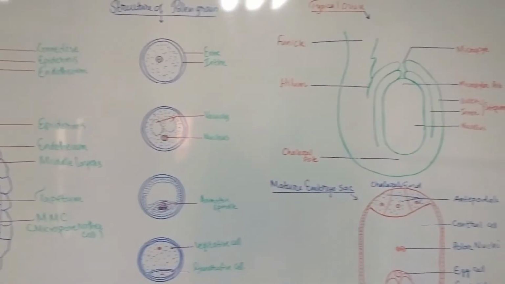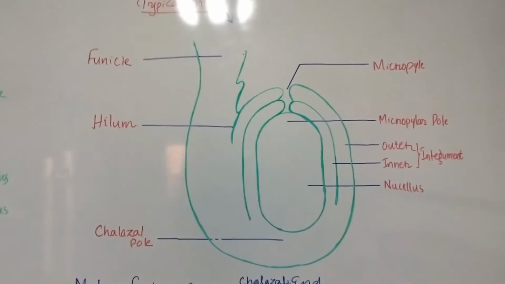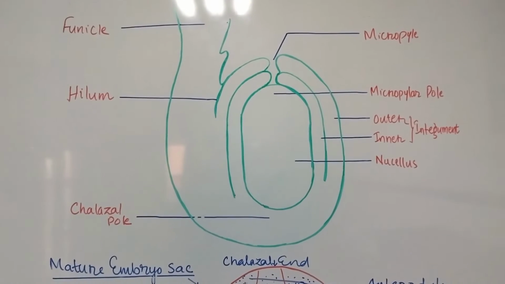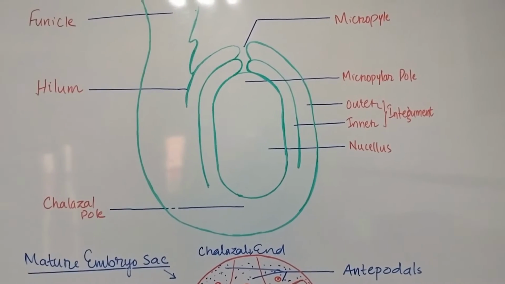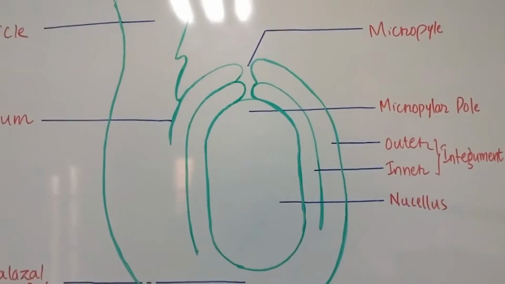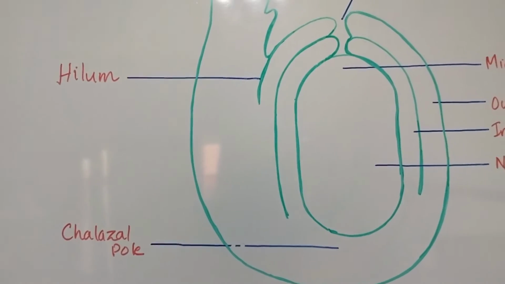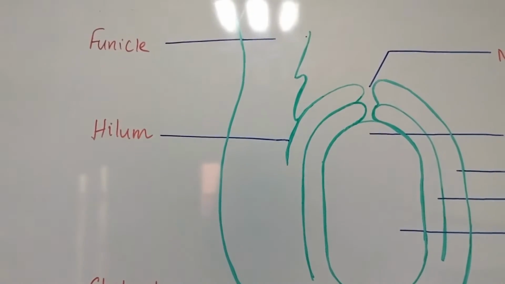Coming to the TS of a typical ovule, you can see the diagram showing the nucellus, the inner mass of cells, protected by inner and outer integuments, having the opening of the micropyle at the micropylar end, and the opposite end is known as the chalazal end, with the attachment of the hilum and the stalk part.